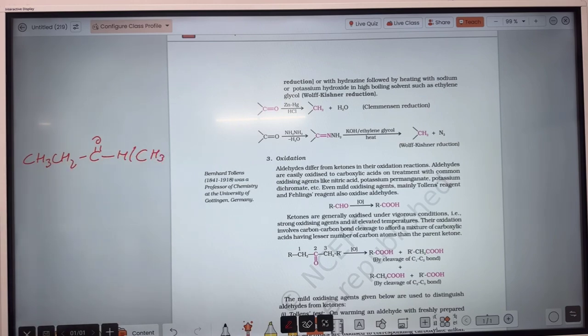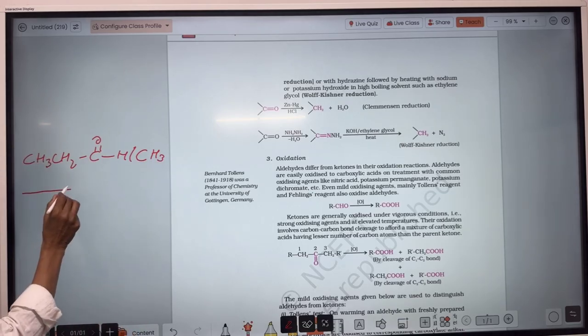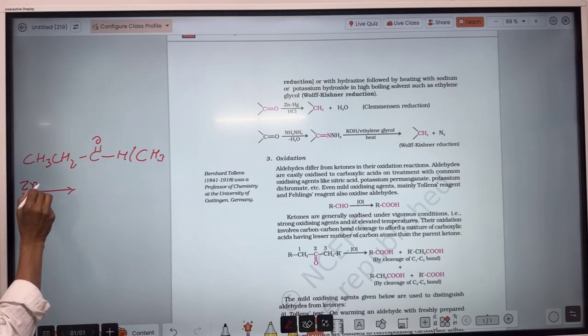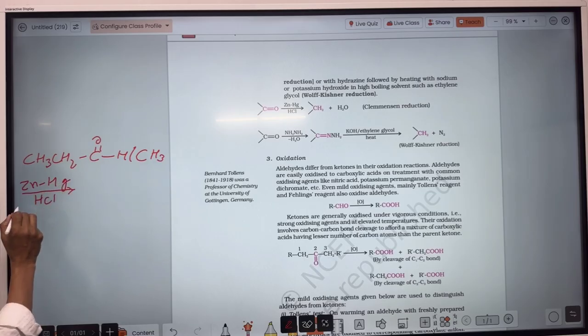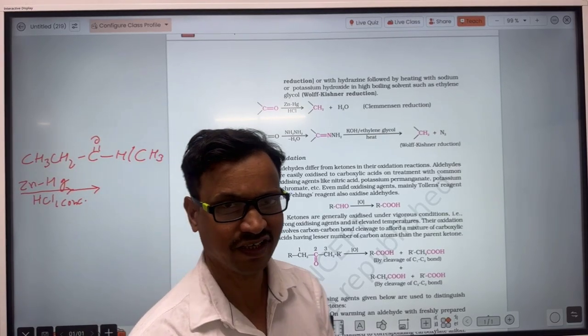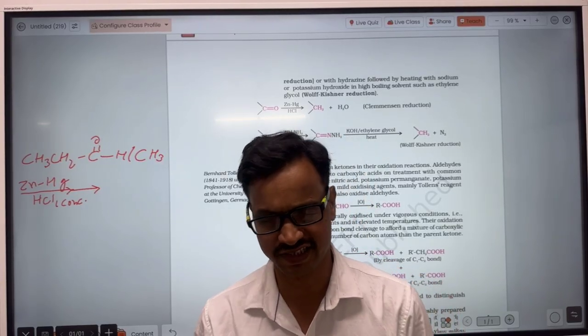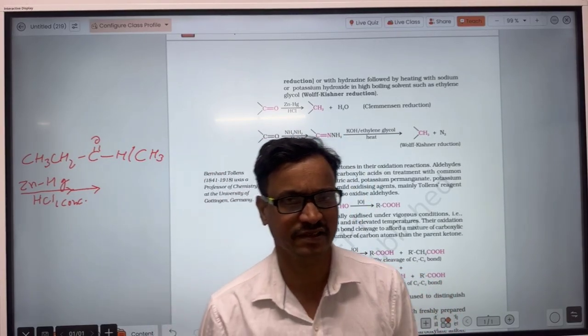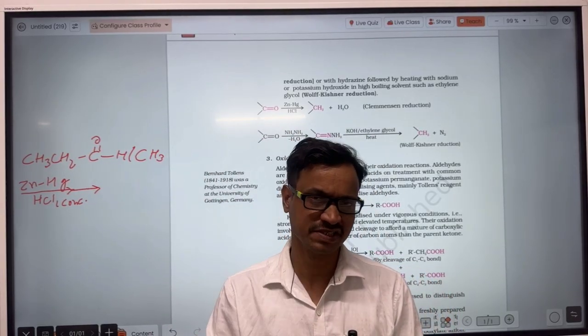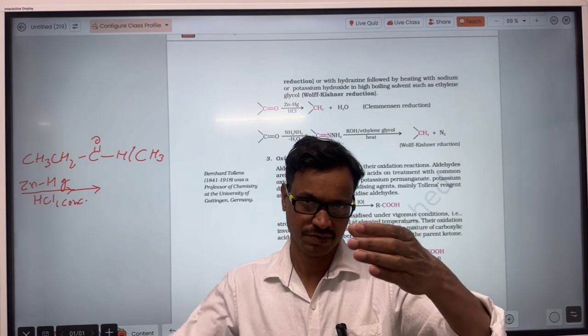So what happens to this compound is that it will first react with amalgamated zinc and conc HCl. Firstly, the aldehyde or ketone will react with amalgamated zinc and conc HCl. How is the amalgamated zinc made? Zinc ribbon will be there, which exists in the solid phase, and conc HCl.